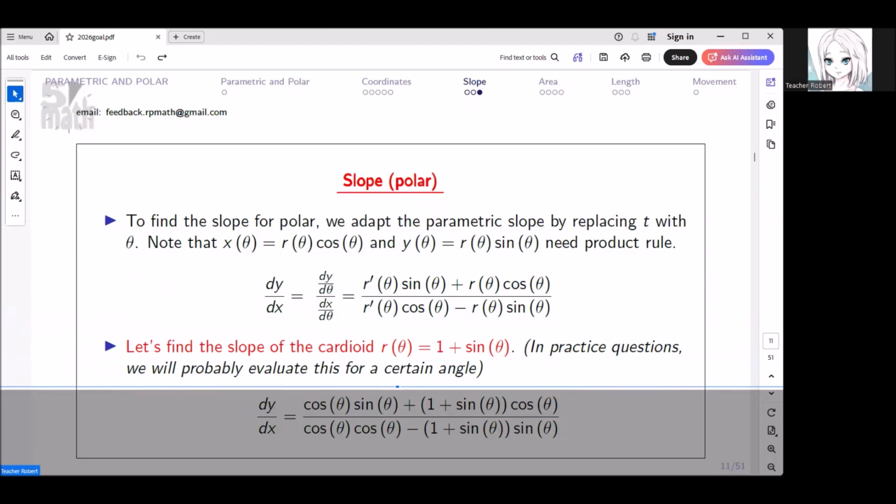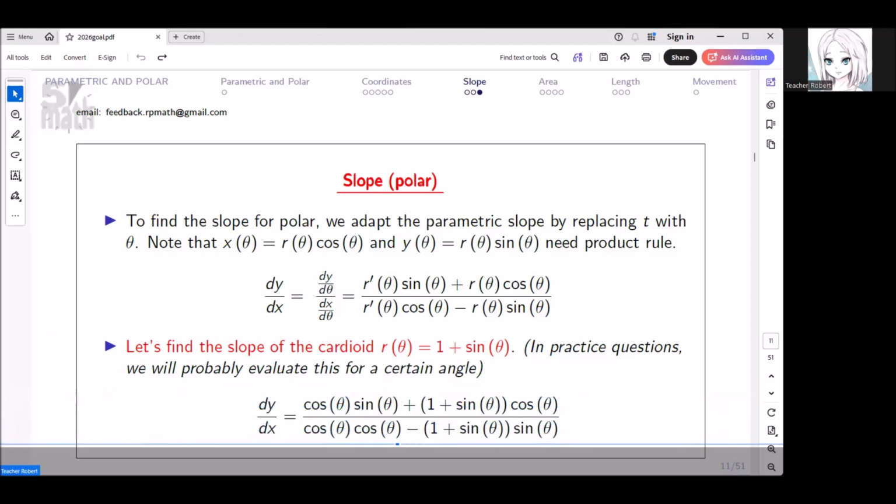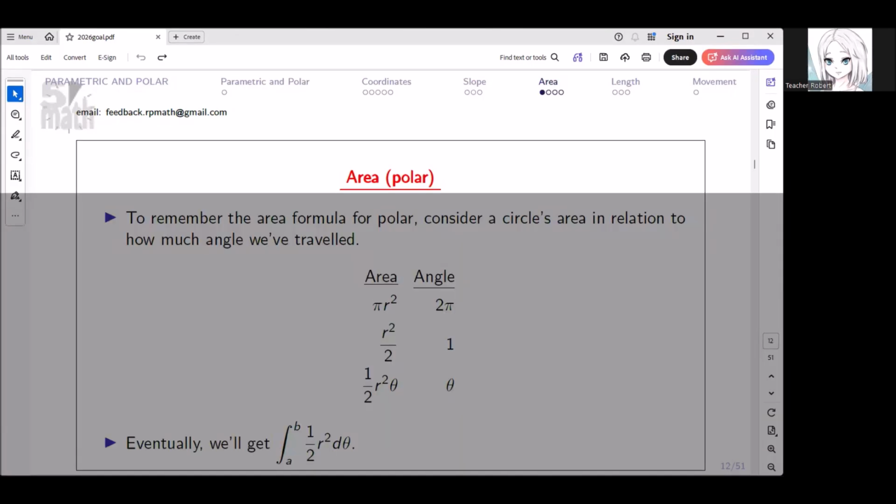Let's find the slope of the cardioid, r of theta equals 1 plus sine of theta. In practice questions, we will probably evaluate this for a certain angle. dy dx equals the following. Area, polar.